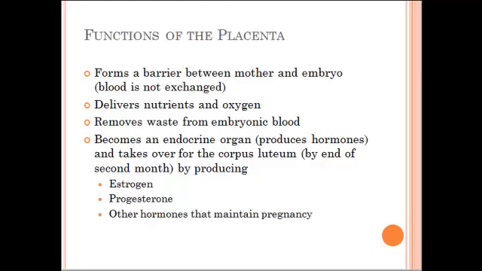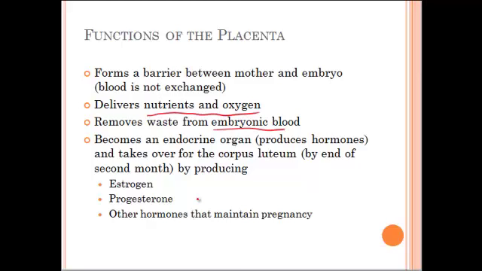It's where the exchange between the mother and embryo happens. So the placenta delivers nutrients and oxygen to the growing baby. It also removes waste from the baby as well. So the baby's enclosed within the mother's womb, and so it doesn't have outside access to nutrients or oxygen. That's where the mother comes in, and this is the job of the placenta.